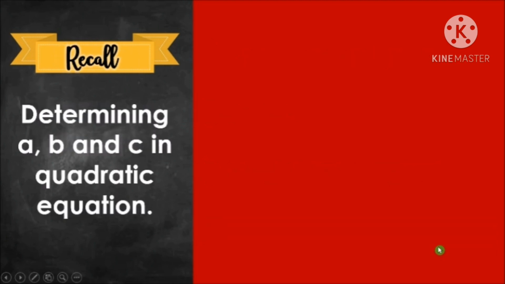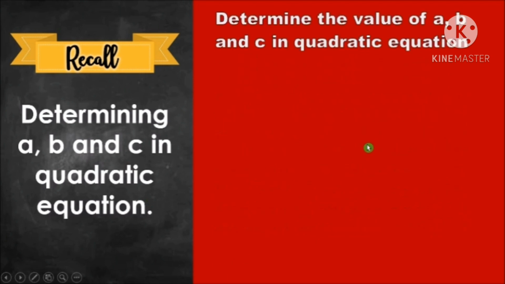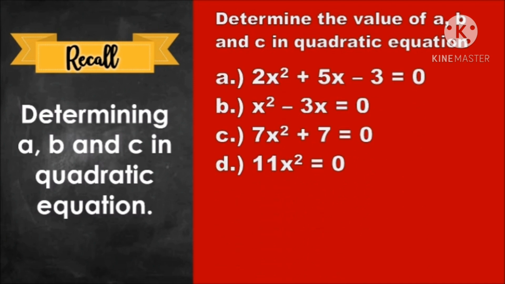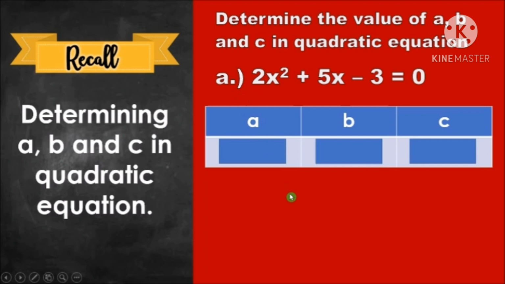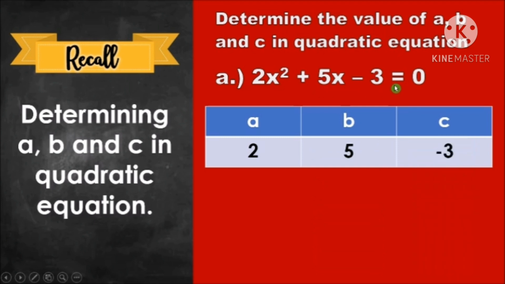Na dapat natin din i-recall ang pag-determine ng value of A, B, and C from the quadratic equation. So let's try to determine the value of A, B, and C in quadratic equation given these 4 items. For letter A, we have 2x squared plus 5x minus 3 equals 0. Our A is 2. Our B is positive 5 or simply 5, and our C is negative 3.